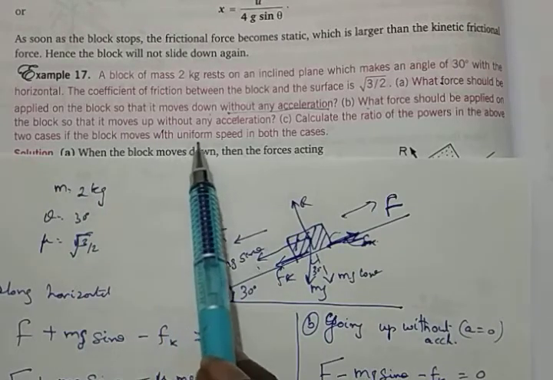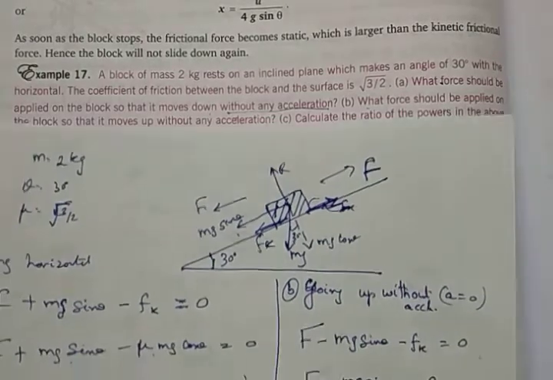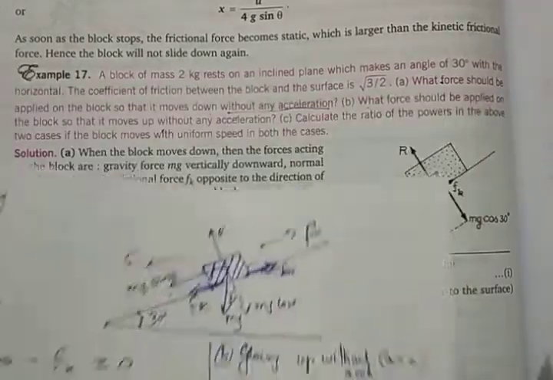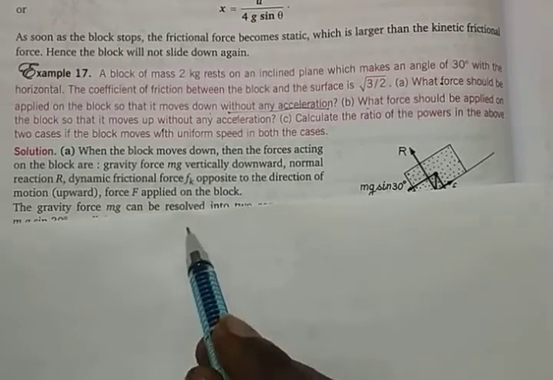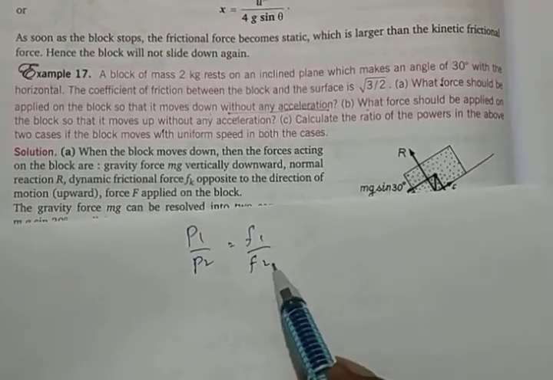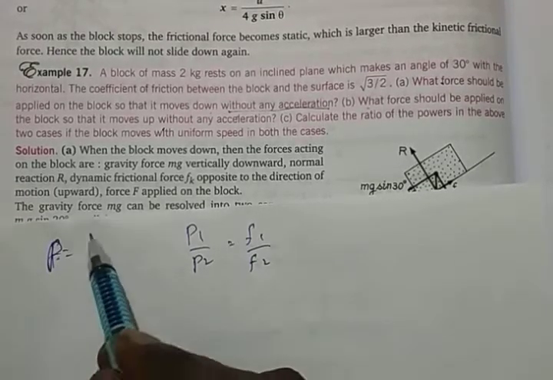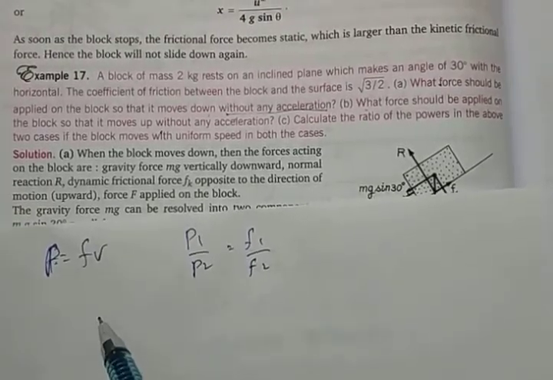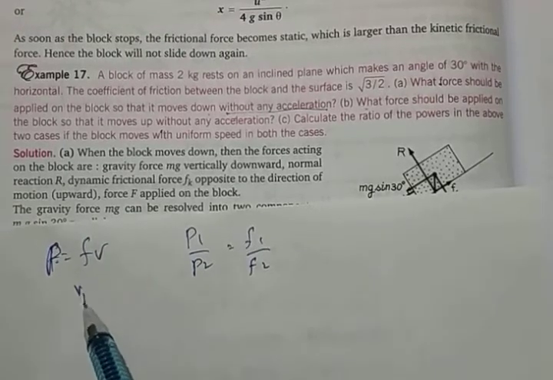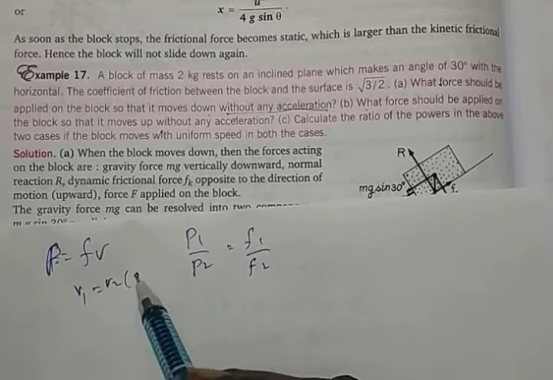Okay. So the last part is: calculate the ratio of powers in the above two cases when the block moves with uniform speed in both the cases. Power is asked. How to find out the power? Power 1 upon power 2 is going to be equal to force 1 upon force 2. You can just make the ratio here because power is going to be equal to force into velocity, right?